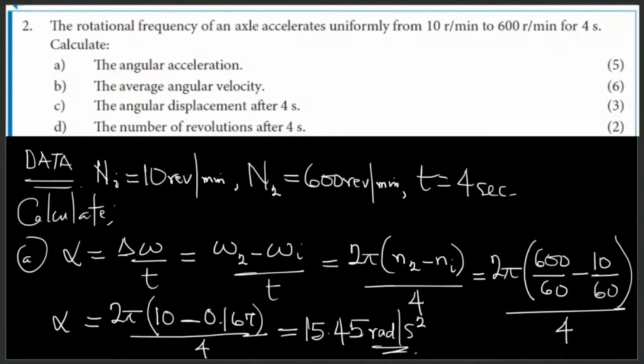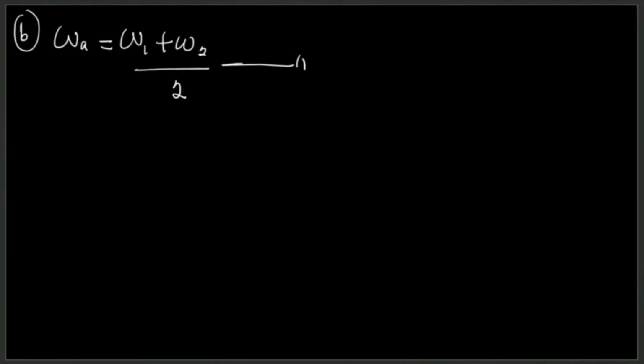The second question says, just take a snapshot there. I'm going to be moving to the next slide. I'm going to be reading from here: the average angular velocity. So the average angular velocity is of course you add the two angular velocities together, then you find the average. You divide it by 2.